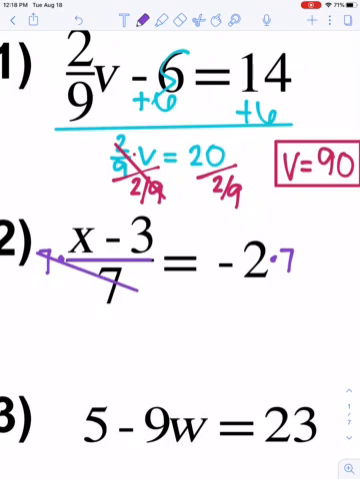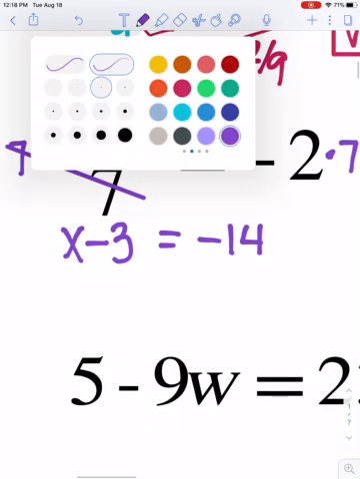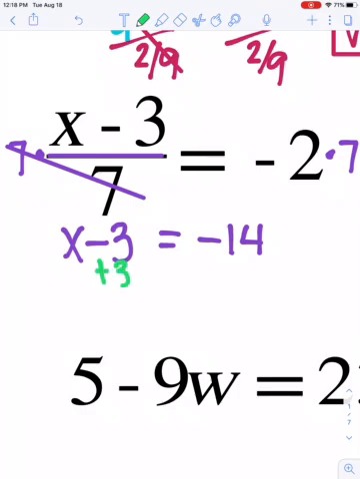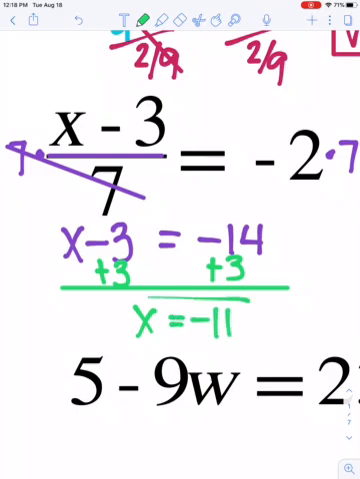So it clears it down here, that's the goal, and that just leaves you with the x minus 3, just drops down, equals -2 times 7 is -14. And then you're just left with a minus 3, so then all you have to do is add this 3 over to the other side, and then you get x equals -11.